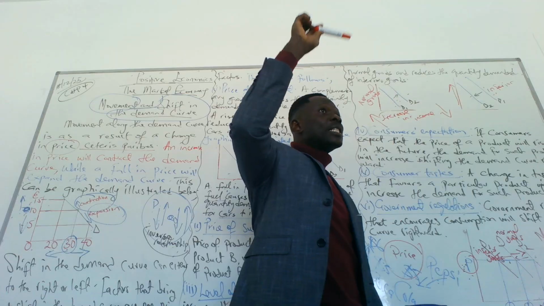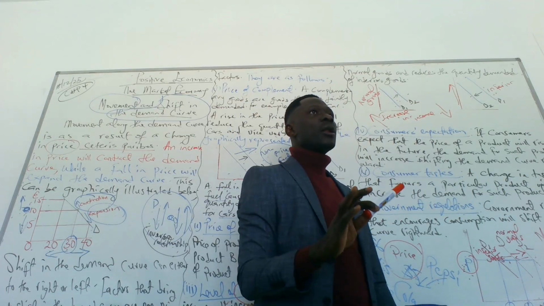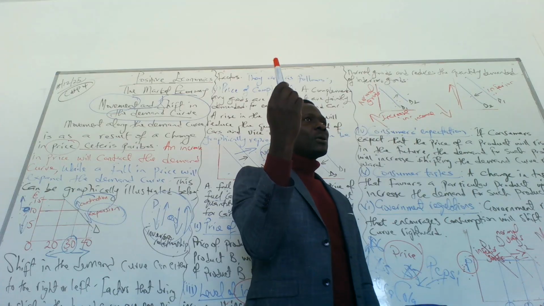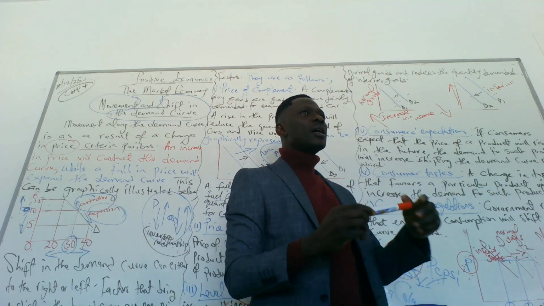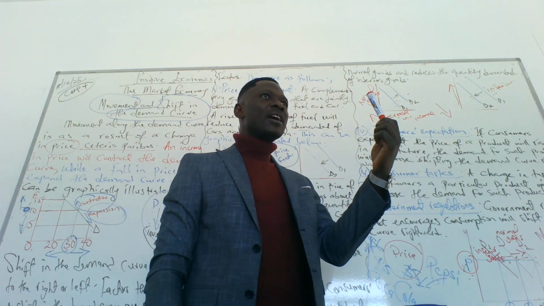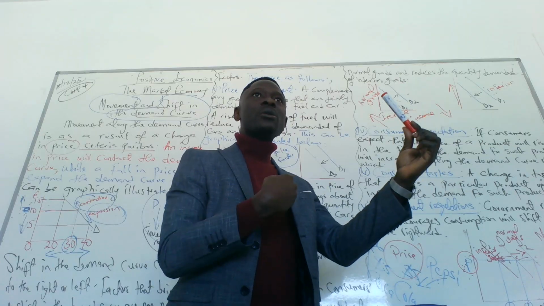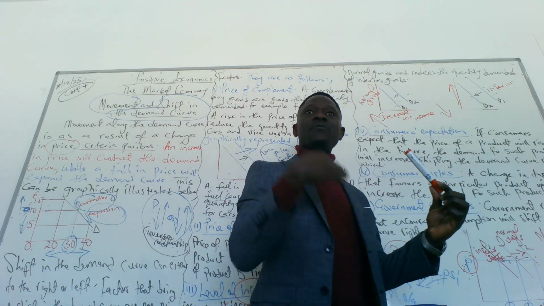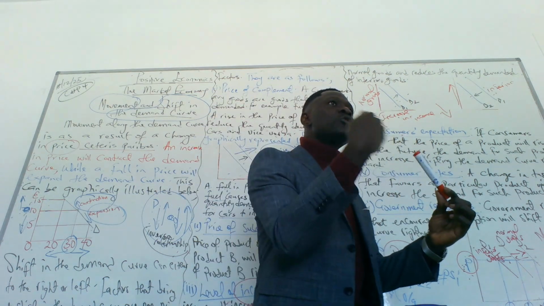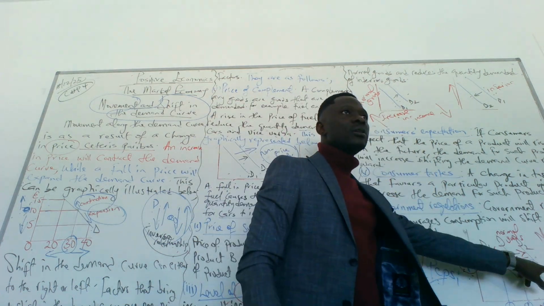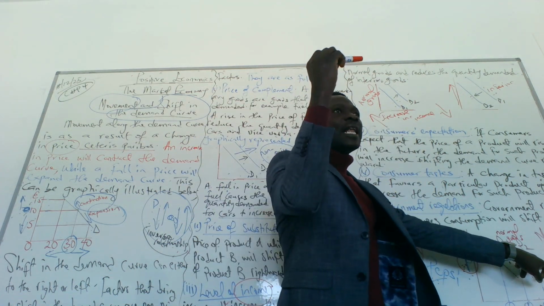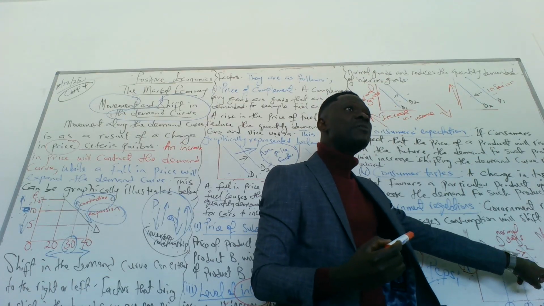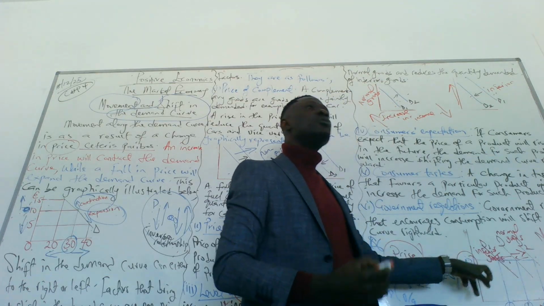If we don't like this product anymore, the demand would what? Would fall. Do you get what I'm saying? Guys, please be here. Consumer taste is about preferences. Do we still like the product or we don't like the product? If we continue to like the product, the demand will continue to rise, shifting it rightward. If we no longer like the product, the demand would fall. The demand curve will shift leftward from D to D1.